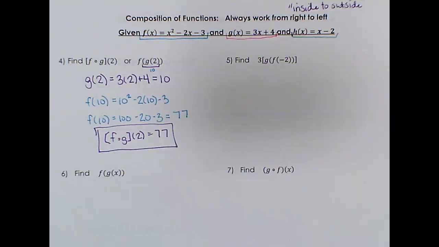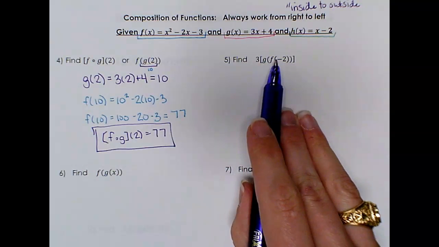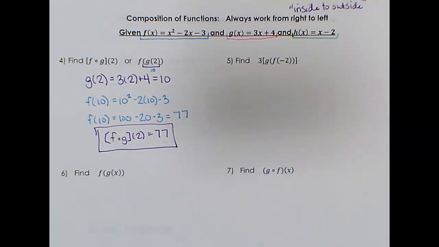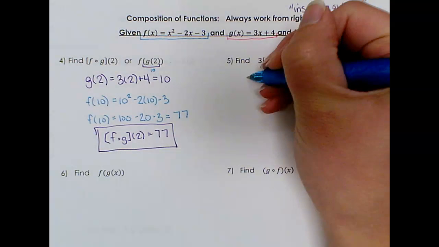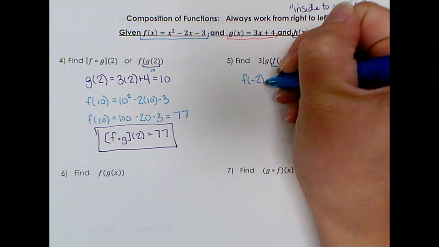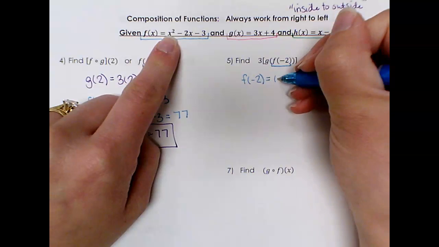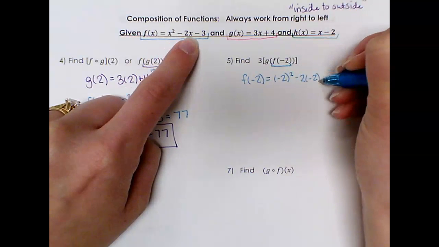So now let's try the next one. The next one asks you to find 3 times g of f of negative 2. So again, we work from the inside out. So the inside is f of negative 2. So that means I'm using this function. I have negative 2 squared minus 2 times negative 2 minus 3.